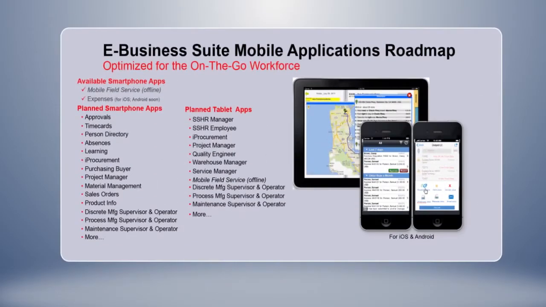In this slide, we're showing that EBS is going heavily into mobile. Besides the EBS mobile field service and mobile expenses, which have already been released, we're working on a variety of other applications. For smartphones, we're working on approvals, time cards, absence, iProcurement, projects, and so forth. In addition, we're planning a series of tablet apps including procurement, quality engineering, mobile field service, which I mentioned earlier, and service manager, which is also something my team is working on. This would be for a customer service manager to have offline access on their mobile device to the open service requests and escalations and so forth.